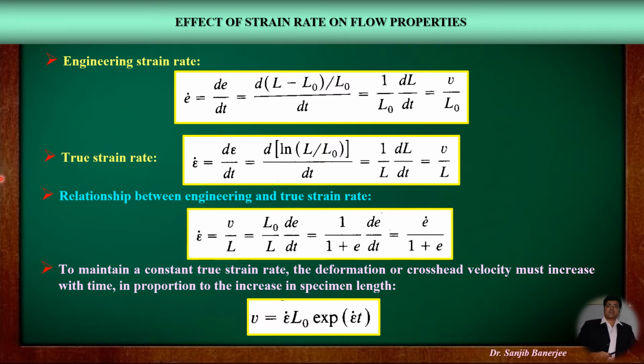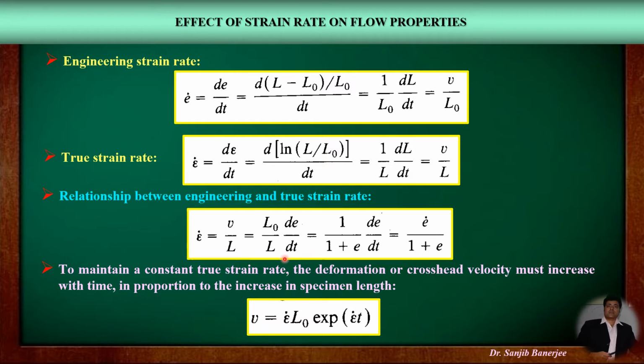Now, a relationship can be drawn between the engineering and the true strain rate. We start with the true strain rate, that is epsilon dot, which is equal to v by L. Now, we substitute the value of v from this first equation, which gives us v is equal to L naught into dE by dt. Now, from the earlier sections, we have learned that L naught by L gives us the value which is represented by 1 by 1 plus E, where E is the engineering strain.